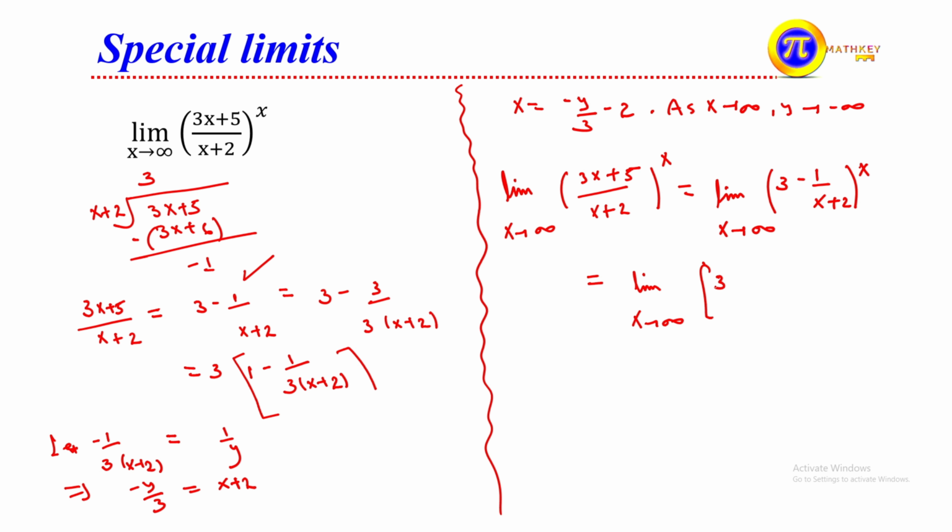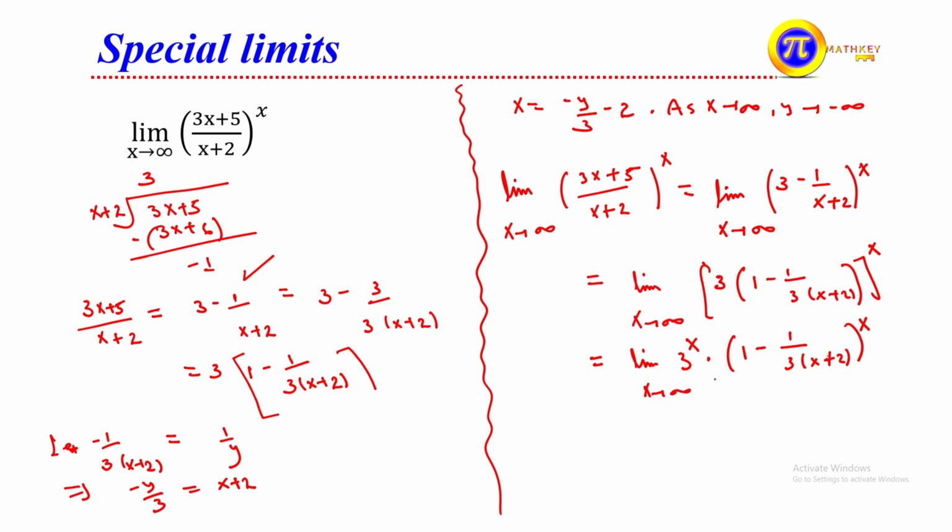So this is equal to the limit as x approaches positive infinity of 3 times (1 minus 1 over 3 times (x plus 2)), the whole to the power of x. If you want to express this in terms of x, it is the limit of 3 to the power of x times (1 minus 1 over 3 times (x plus 2)) to the power of x, as x approaches positive infinity. Why do we have this? Since we know that (a times b) to the power of c is a to the power of c times b to the power of c. We have such properties as we are familiar.